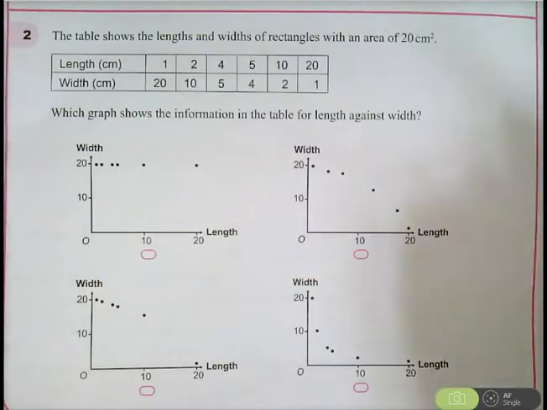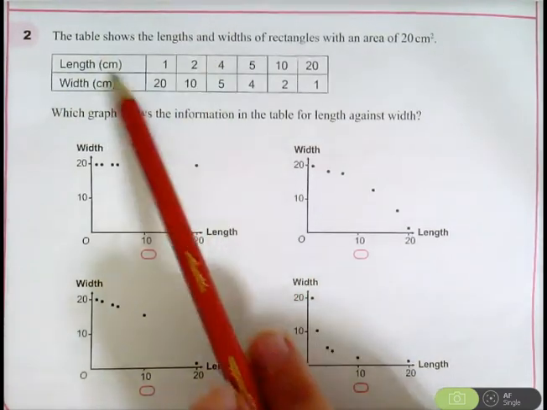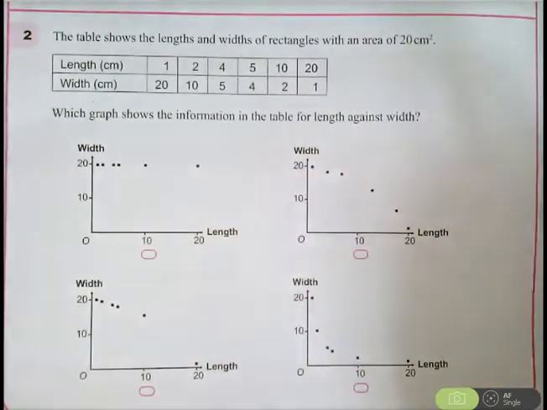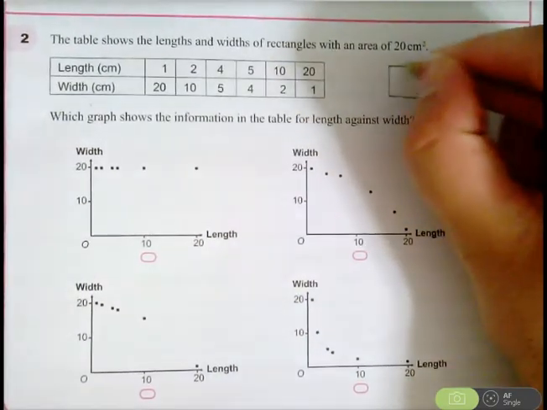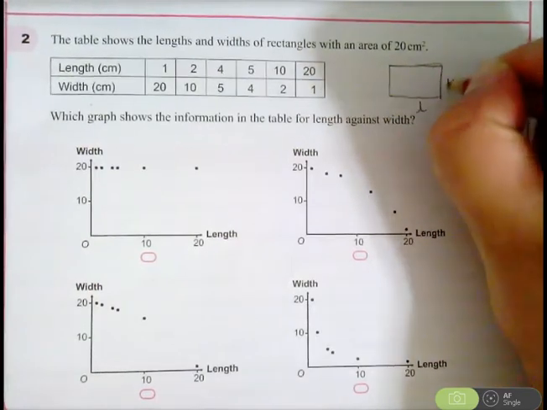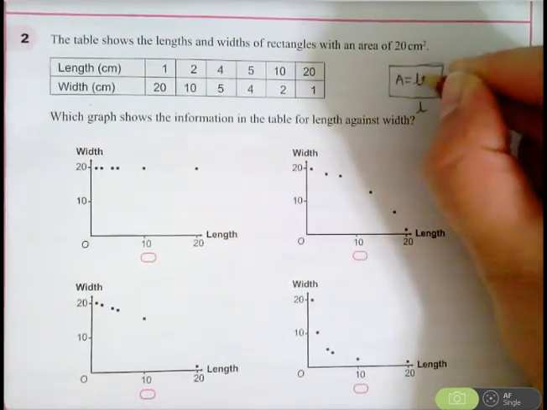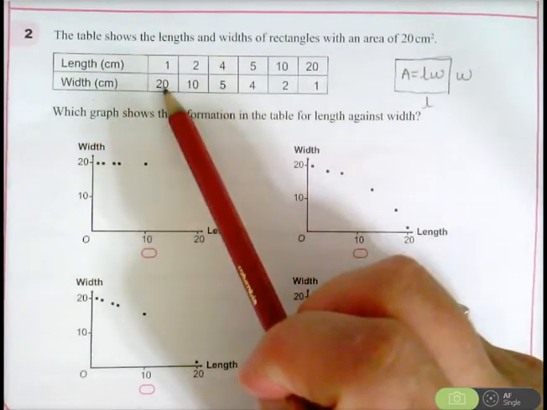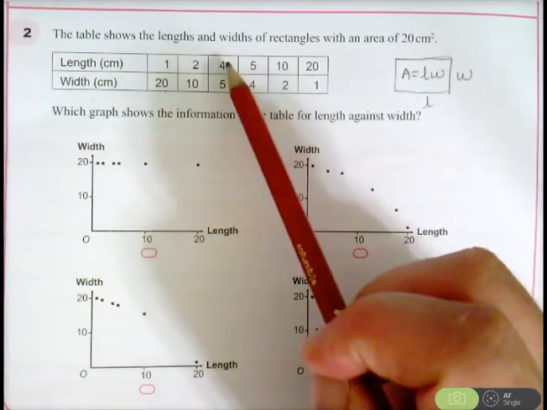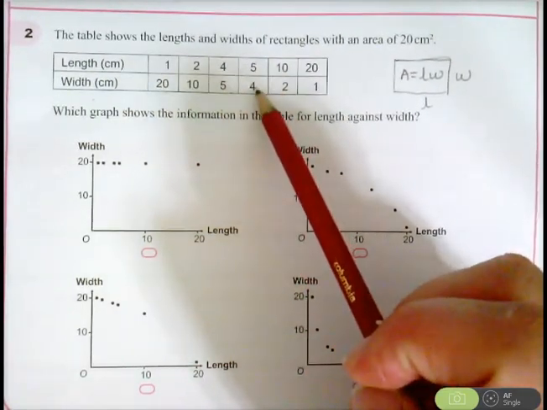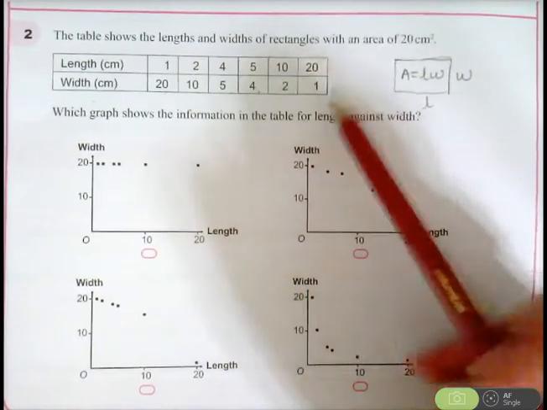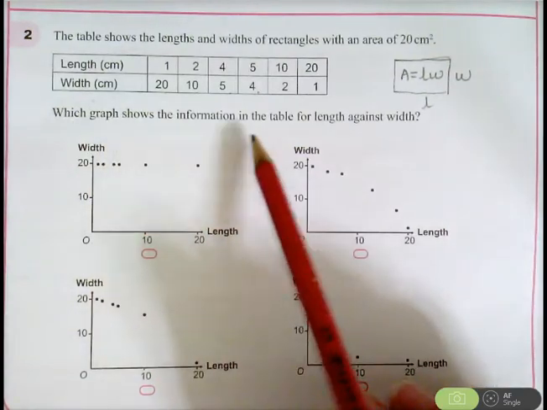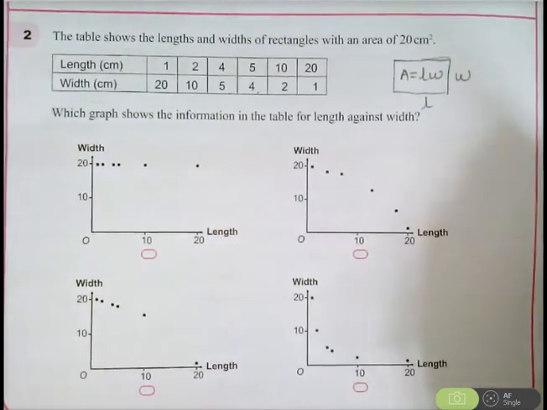Now this is question 2. This table below shows the lengths and widths of rectangles with an area of 20 centimeters squared. With a rectangle, when you multiply the length times the width, you get the area, or you may have seen it as length times breadth. Just notice 1 times 20 is 20, 2 times 10 is 20, 4 times 5 is 20, 5 times 4 is 20, 10 times 2 is 20, 20 times 1 is 20. The question is, which graph shows the information in the table for length against width?